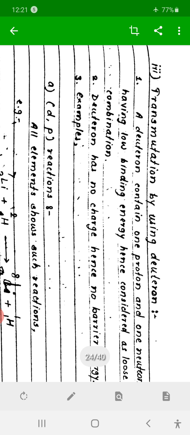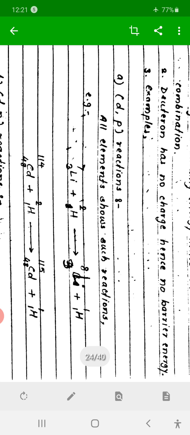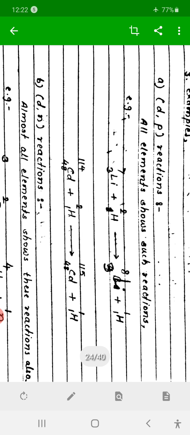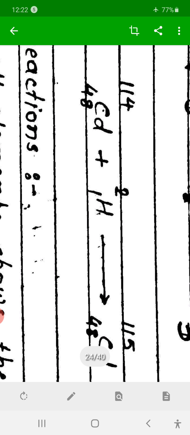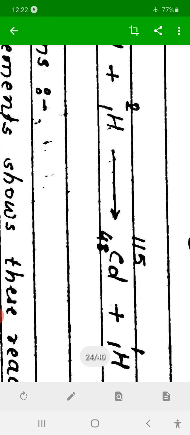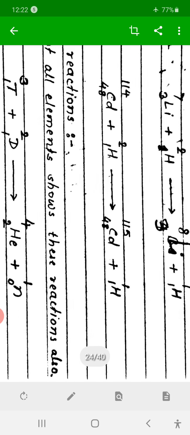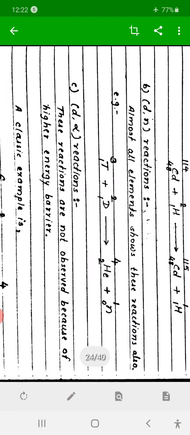deuteron as a projectile reactions: first is DP reaction, where the projectile is deuteron and the ejectile is proton. Here lithium 37 plus H12 gives lithium 38 plus H11. Then cadmium 48-114 plus H12 gives cadmium 48-115 plus H11.